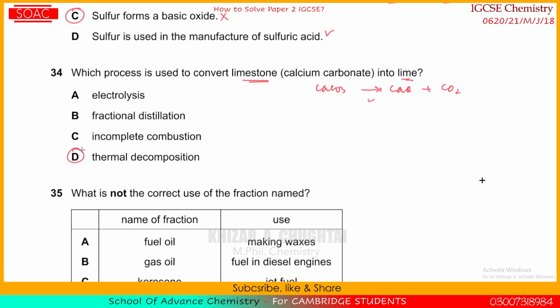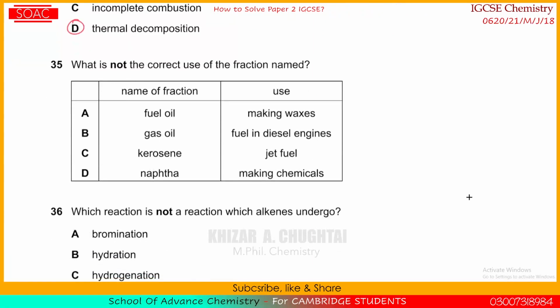35. Which is not the correct use of the fraction named? Fuel oil, used for making wax; gas oil, fuel in the diesel engine; kerosene, jet fuel; naphtha, making chemicals. This is inappropriate, respectively. Kerosene for jet fuel, correct one. You can say naphtha as a feedstock. Yes, it may be the good option. And this is not the correct one. So the one that is not correct is A.